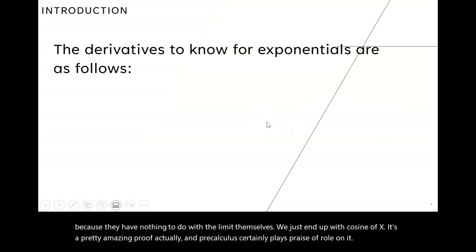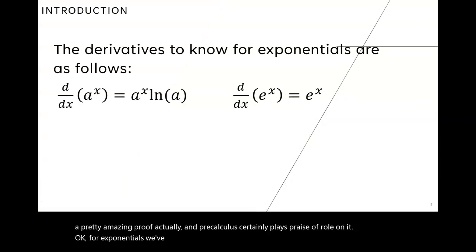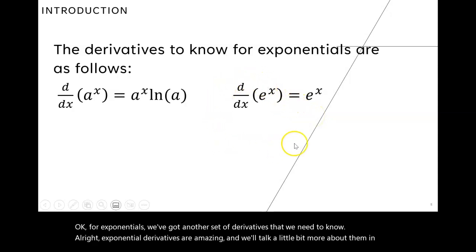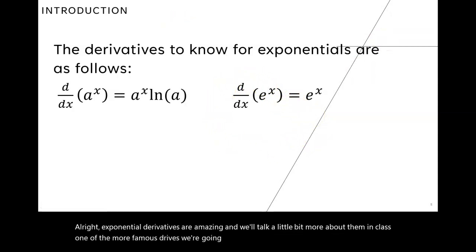Okay, for exponentials, we've got another set of derivatives that we need to know. All right, exponential derivatives are amazing, and we'll talk a little bit more about them in class. But one of the more famous derivatives we're going to learn about is that the derivative of e to the x is just e to the x itself. It's the only function that we've got that is its own rate of change. It's pretty remarkable, and we'll talk about it a little bit more in class.